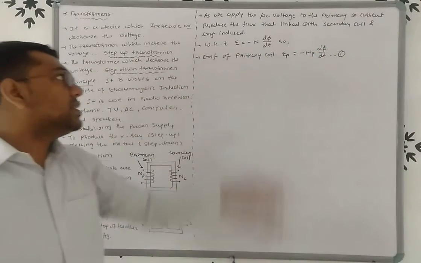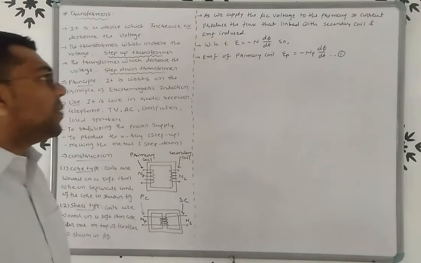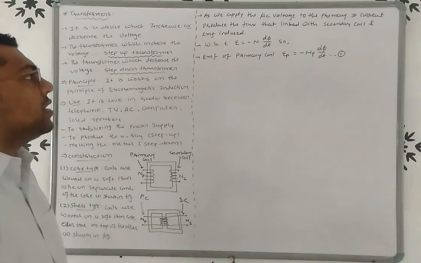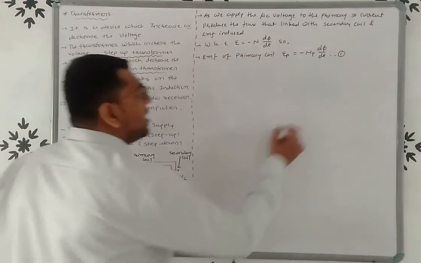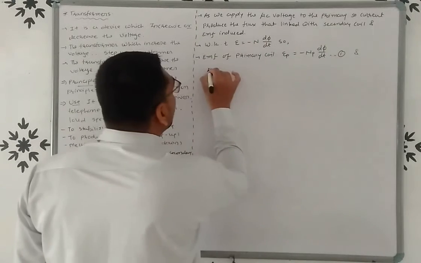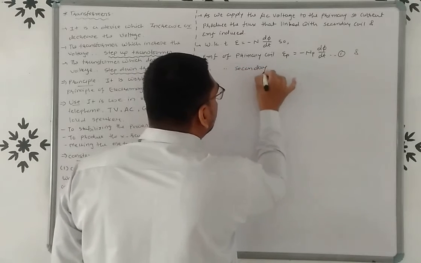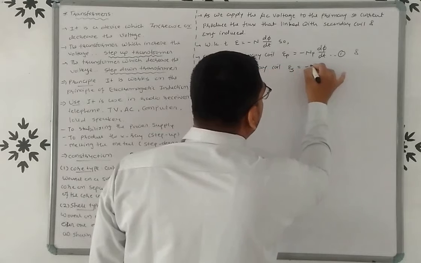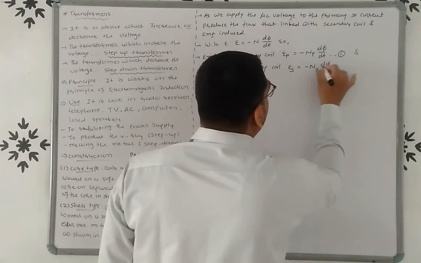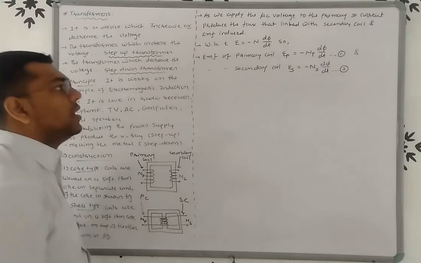So from E equals minus N d phi by dt, the EMF of the primary coil, EP, is equal to minus NP d phi by dt, and the EMF of the secondary coil, ES, is equal to minus NS d phi by dt. That is equation 2, right?